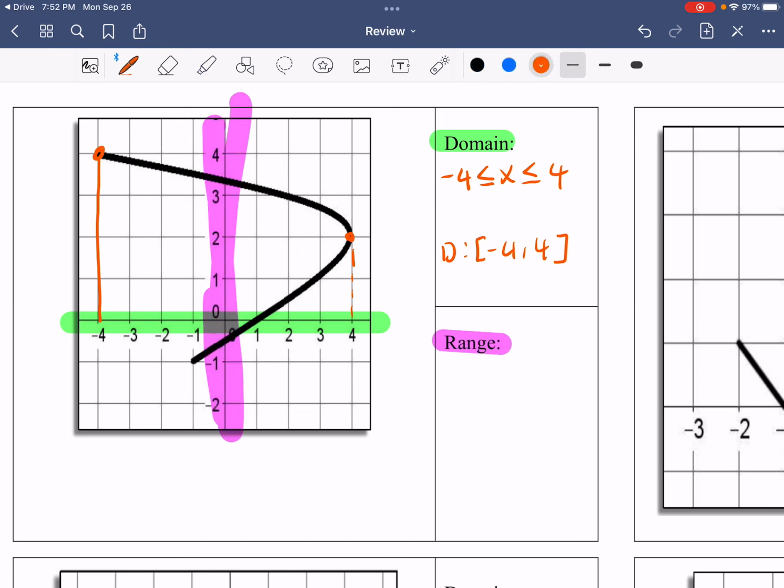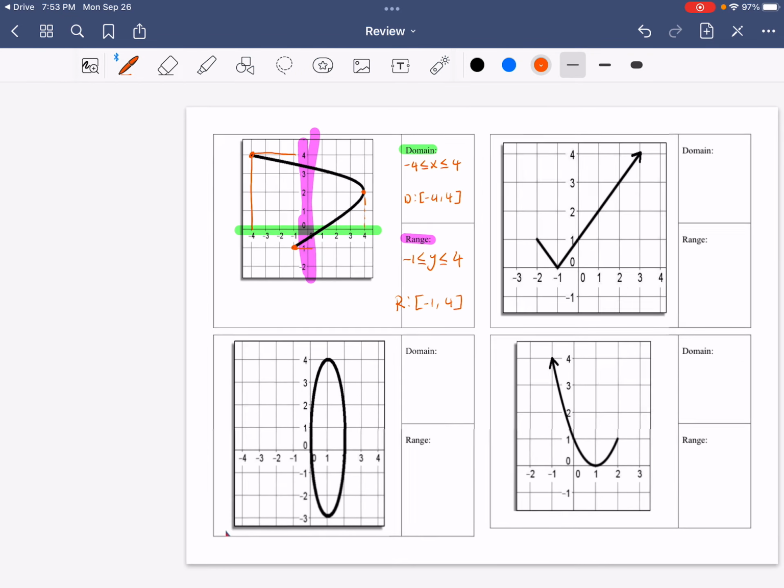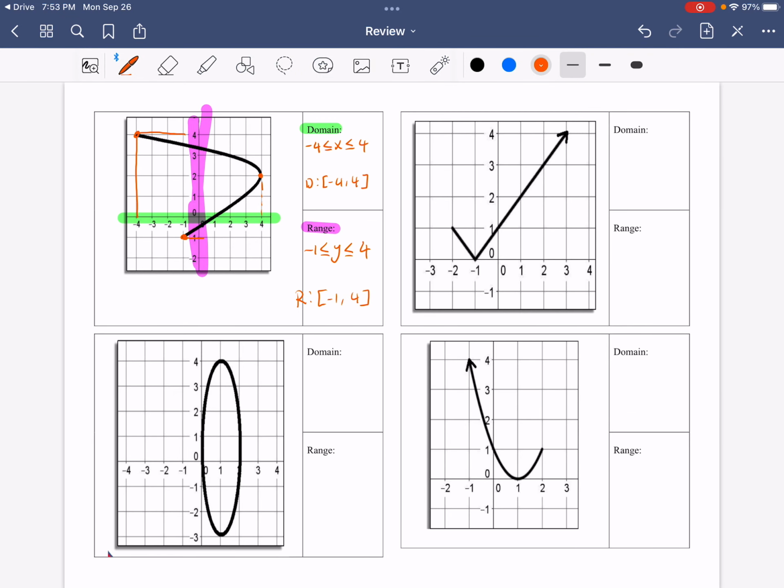Range is the bottom to top. Again, this is the lowest point, which is negative 1, y. And the highest point on this one is also 4. That's it. So try to complete all the other questions by yourself. It's also the same. It's a domain, which is 0 to 2. Right? It's this 2. And range is going to be this, which is negative 3.